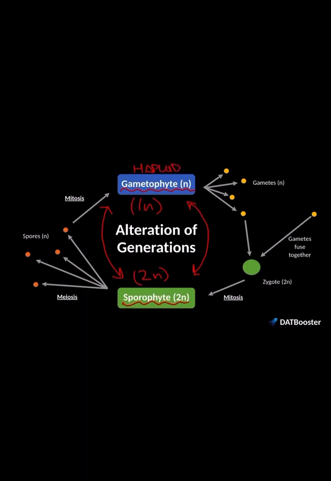So let's start with the 2N state, the sporophyte stage. So we are 2N individuals, right? We have two sets of chromosomes. So let's start here. Now, sporophytes are going to release spores through the process known as meiosis. That's where you lose that chromosome number. You go from a 2N state down to just a single 1N state. So these spores are haploid.